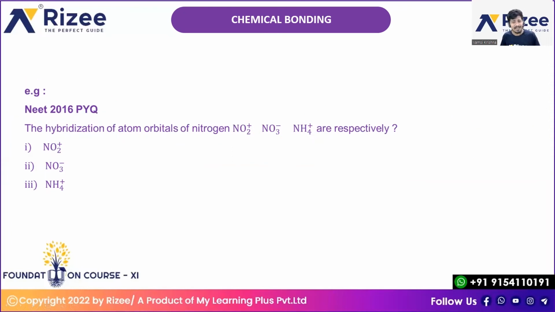Now I will explain hybridization by taking one beautiful question, then you will understand. Basically this type of question is asked in NEET and JEE entrance exams, as well as AP EAMCET and TS EAMCET. This question was asked in NEET 2016. The question is: the hybridization of atomic orbitals of nitrogen in NO2 positive, NO3 negative, NH4 positive are respectively. I have not given any options, because without knowing the options we can easily find the answer.